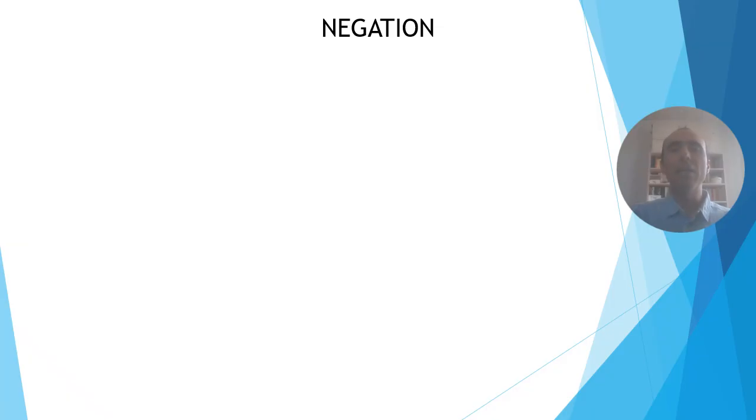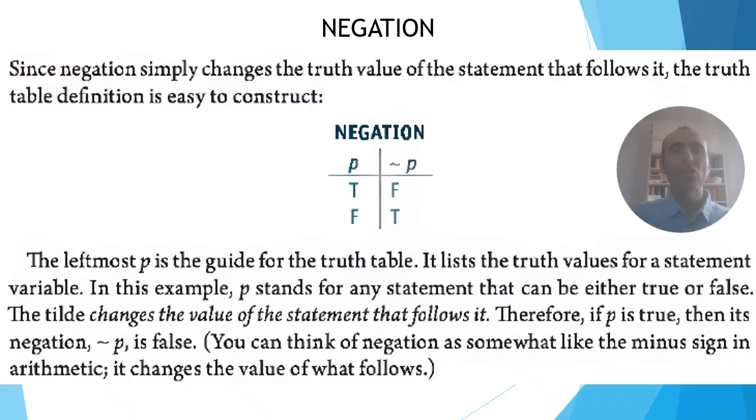Let's begin with negation. Since negation simply changes the truth value of the statement that follows it, the truth table definition is easy to construct. Here we have it. The leftmost P is the guide for the truth table. It lists the truth values for a statement variable. In this example, P stands for any statement that can be either true or false. The tilde changes the value of the statement that follows it.